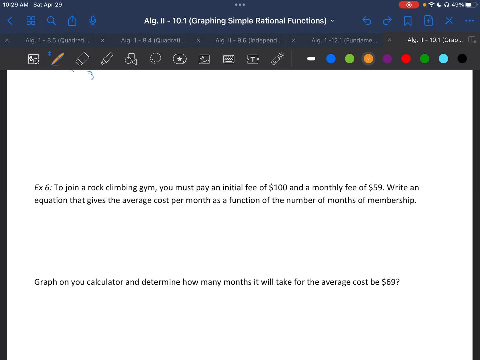So in order to find a function for this, let's first state what our variable is. So we want to find out the number of months. So x is going to be that number of months. And let's first find an equation just for how much you pay. Well, f of x is equal to $100 initially plus $59 per month. And you could, of course, add those in either order.